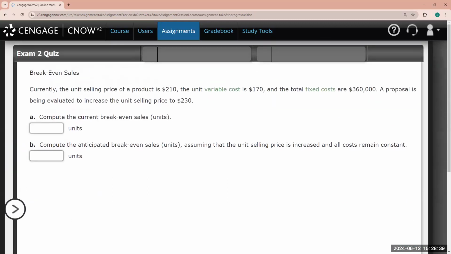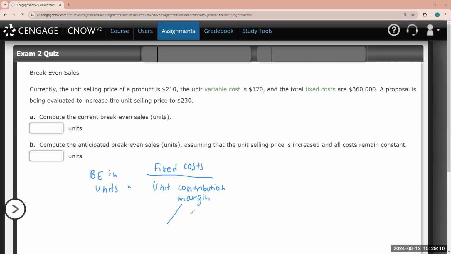All right. So this brings us to our next question, break-even sales. So we know that with our break-even sales, break even in units, it is our fixed costs divided by our unit contribution margin.